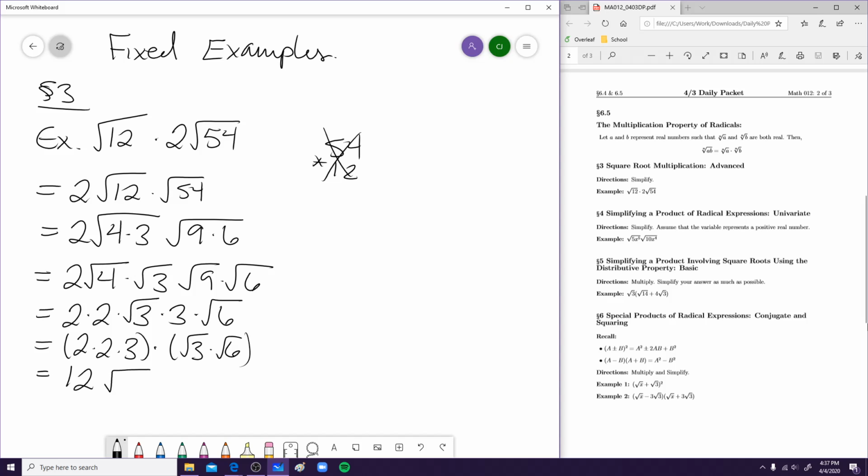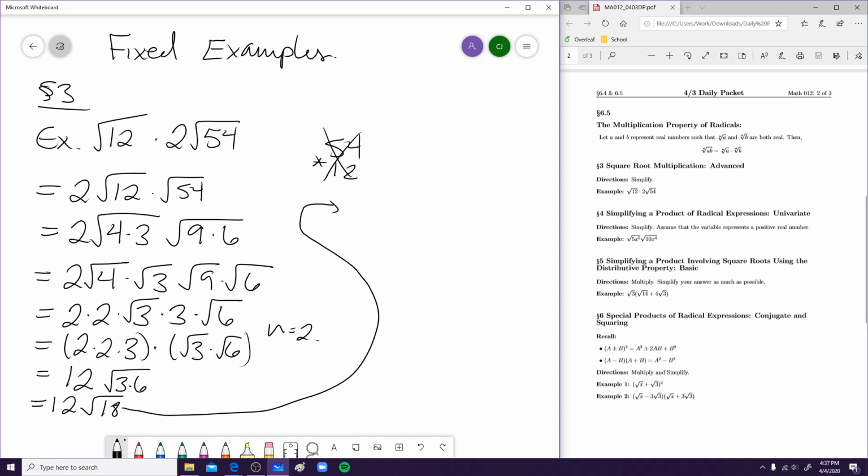So instead of separating, I'm actually going to combine. So square root of 3 times square root of 6, this becomes square root of 3 times 6. And why can I do that? It's because their indices are the same. Since there's no number here, the index for both is 2. Right? So now for 12, so what is 3 times 6? That is 18. Right? So let me bring my work up here.